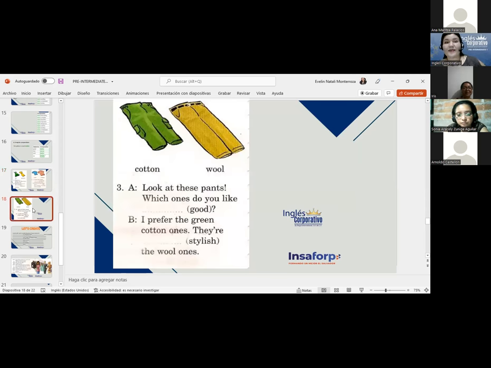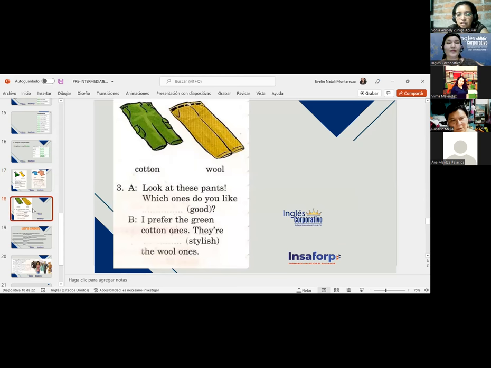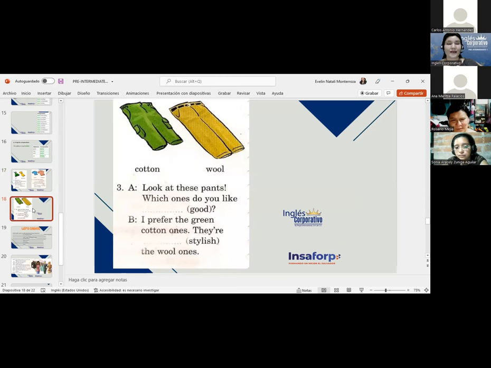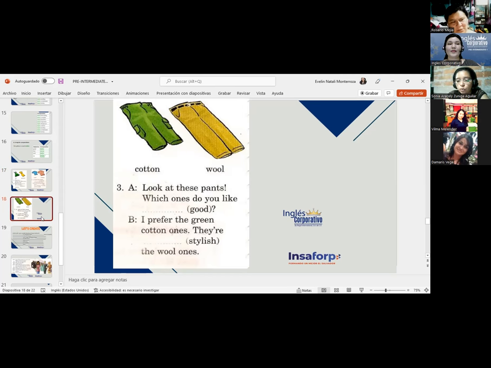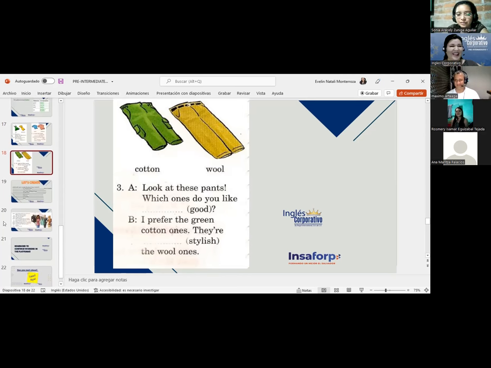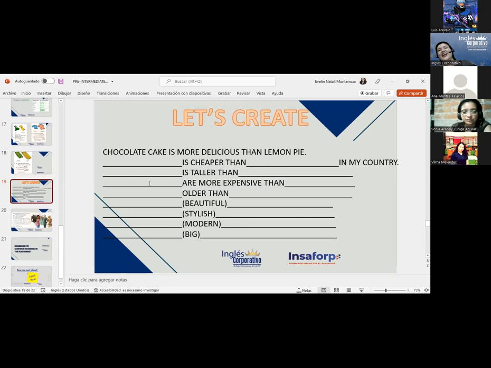Look at these pants. Which ones do you like better? I prefer the green cotton ones. They are more stylish than the wool ones.